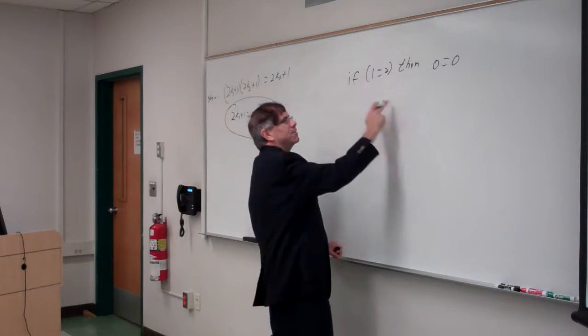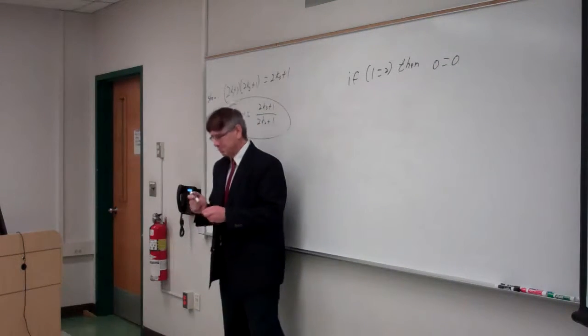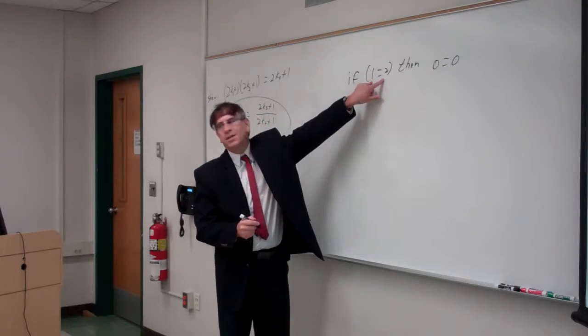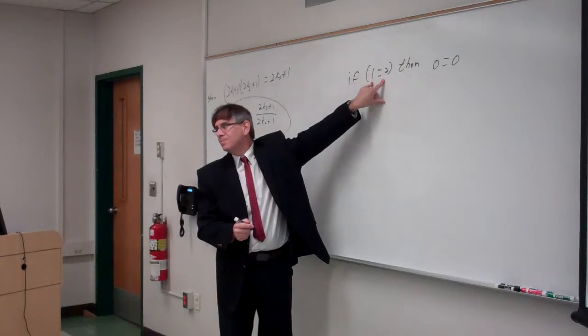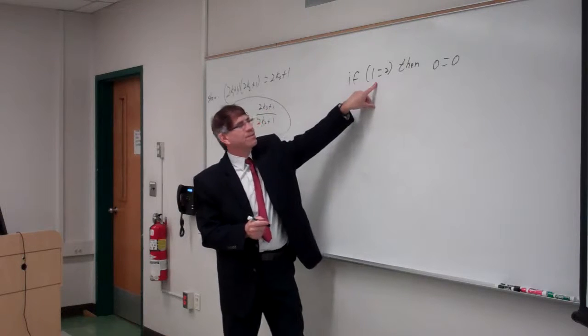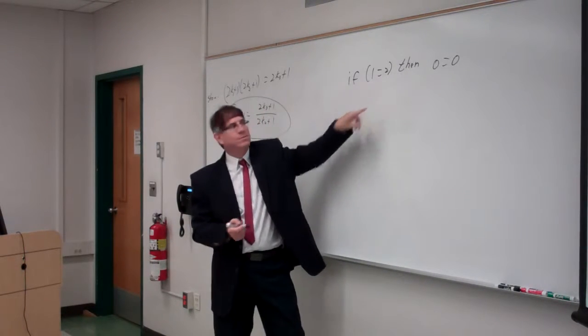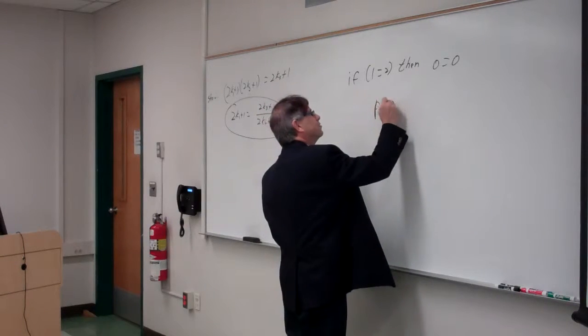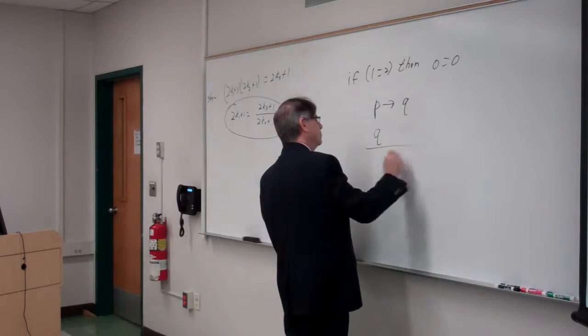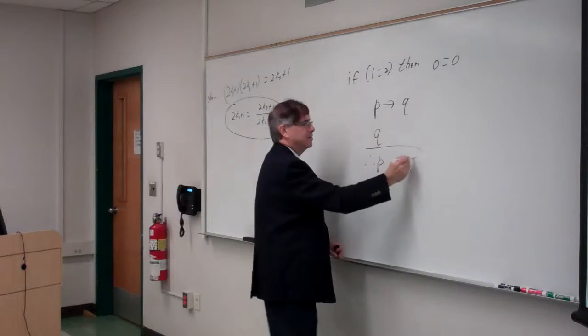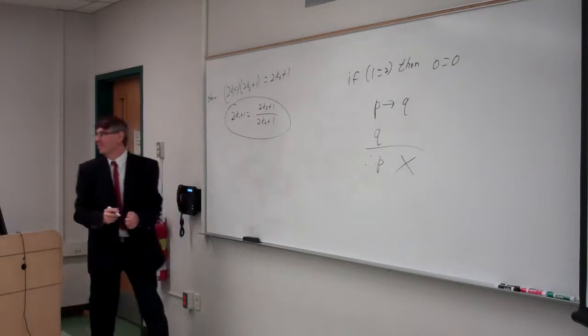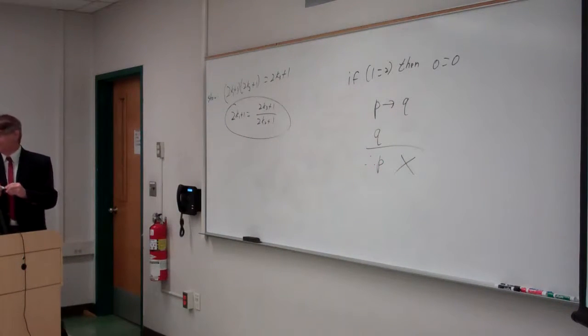I can show that if 1 equals 2, then 0 equals 0, because I can multiply both sides by 0. But does this prove that 1 equals 2? Absolutely not. This is P implies Q, and Q, therefore P, that's a fallacy. That's the fallacy of affirming the conclusion.